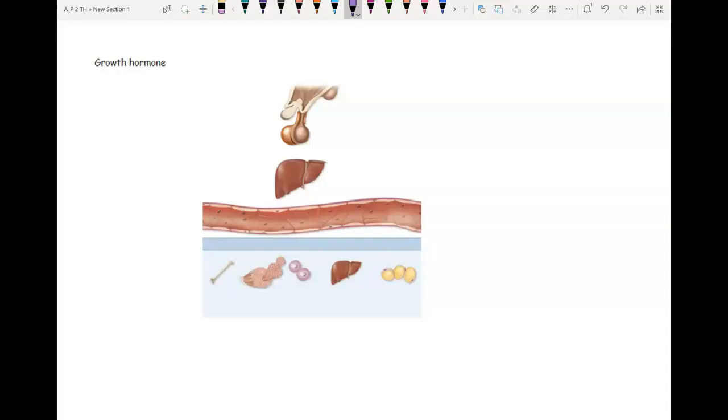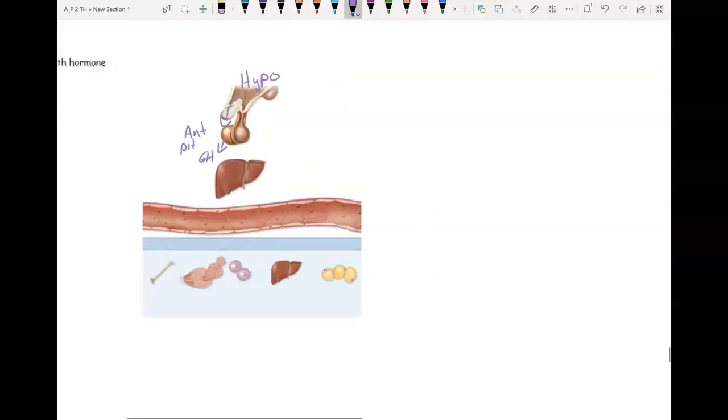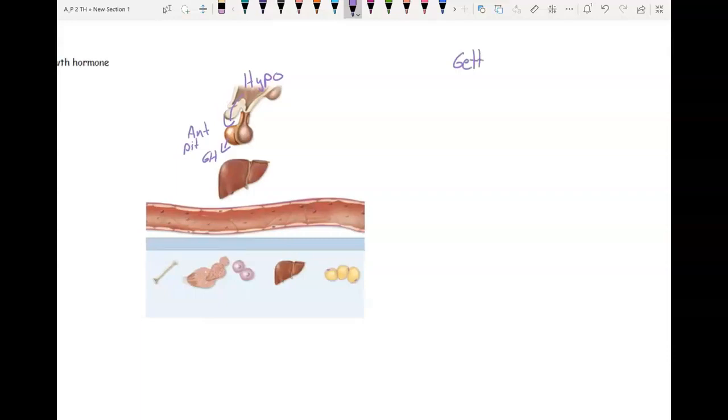So first of all, getting growth hormone. This is controlled by the hypothalamus. So your hypothalamus decides when to secrete growth hormone. It stimulates your anterior pituitary to secrete growth hormone. So getting the hormone involves your hypothalamus stimulating your anterior pituitary to secrete growth hormone.